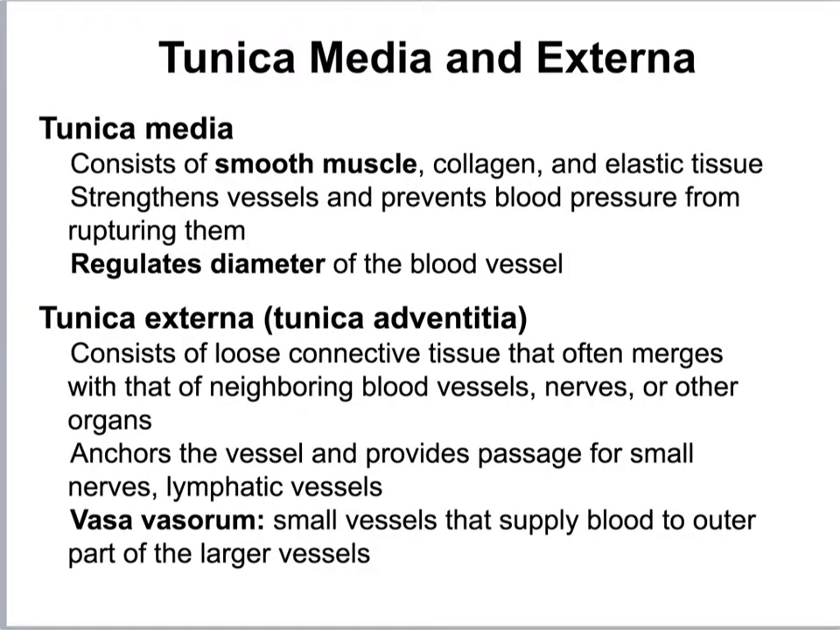The tunica media and externa, well, the media consists of smooth muscle, collagen, and elastic tissue. It is thicker, much thicker in arteries than veins, and it is the primary thing that determines the diameter of the blood vessel. It also strengthens the blood vessel and prevents tearing, prevents blood pressure from rupturing them.